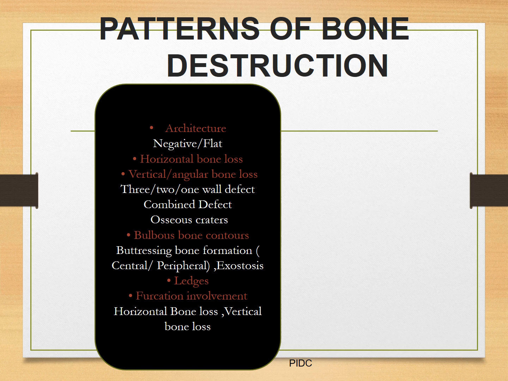Then coming to horizontal bone loss and vertical or angular bone loss. Under that, there can be different types of defects based on the number of osseous walls: 3, 2 or 1 wall defects. Then the combined defect, which is a combination of 2 wall and 3 wall defects, along with osseous craters and bulbous bone contours. Under that, there is buttressing bone formation, central or peripheral, then exostoses and ledges, and furcation involvement.